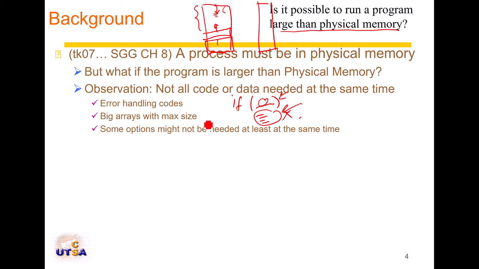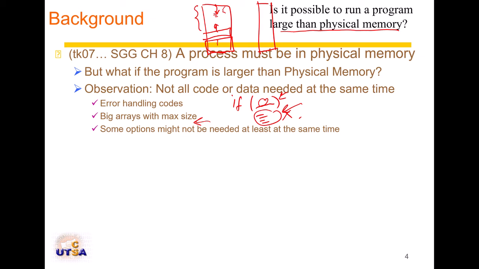Similarly, if you have a big array and you are searching the first half of the array for something, you don't really need the second half of the array, etc. So even if you have a large amount of data in your program, you may not need to access every bit of that data, basically.